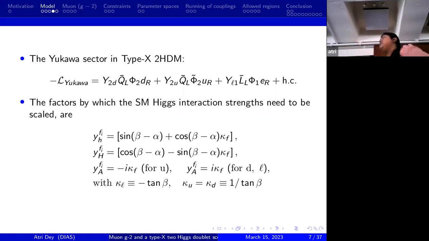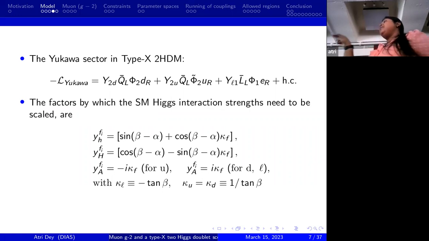Okay, so right now these are the factors by which the standard model Higgs interactions are scaled in this model, in terms of sine(beta minus alpha), cosine(beta minus alpha), and these kappa factors. We can see that the pseudoscalar coupling with leptons is proportional to tan beta, and the pseudoscalar coupling with quarks is proportional to 1/tan beta. If we are in a region where tan beta is large, which is allowed by the experimental data, then we can use this factor, and I will discuss how we can use this large tan beta to address the muon g minus 2 anomaly.